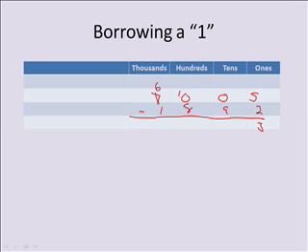Well, now I've got 10, but remember I need to borrow over here. So I'm going to borrow a 1 from here. 10 minus 1 is 9. And I'm going to put that 1 there. So my 1 went from the thousands to the hundreds to the tens. Now I've got everything I need. So 10 minus 9 is 1. 9 minus 8 is 1. And 6 minus 1 is 5. And that's our solution.